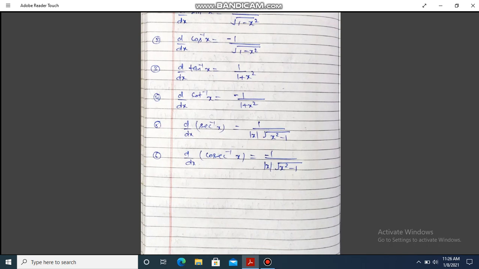Whereas the differentiation of cosec inverse x is equal to minus times 1 upon modulus of x into under root of x square minus 1. That means the differentiation of cosec inverse x will always be negative because there is a negative sign. Again, as you are watching this sec inverse x and cosec inverse x, the values of x should be greater than 1 and less than -1.